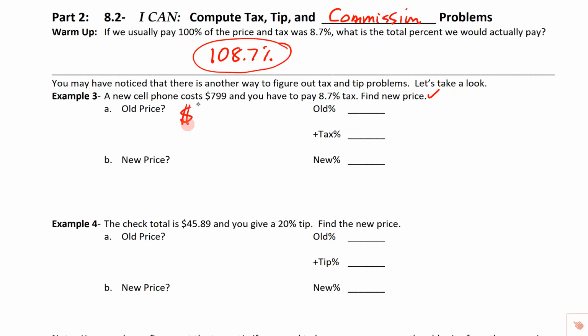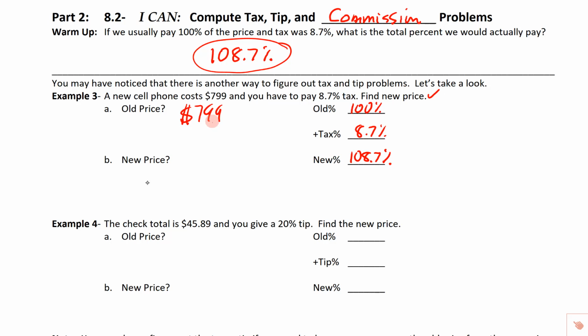The cell phone is $799. The old percent, or what we would normally pay, is 100%. We're going to have to add the tax on top of that, so that's going to be 8.7%. So we've got 100% here, 8.7% here. So what we actually end up paying is 108.7%. Now, here's the trick. Well, if what we're interested in is how much we're going to have to pay, why don't we just figure out what 108.7% of the price of the phone is?